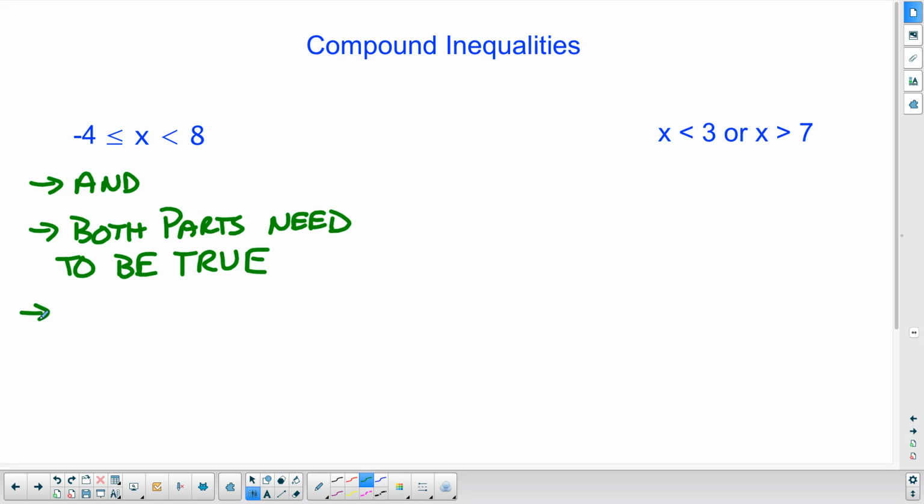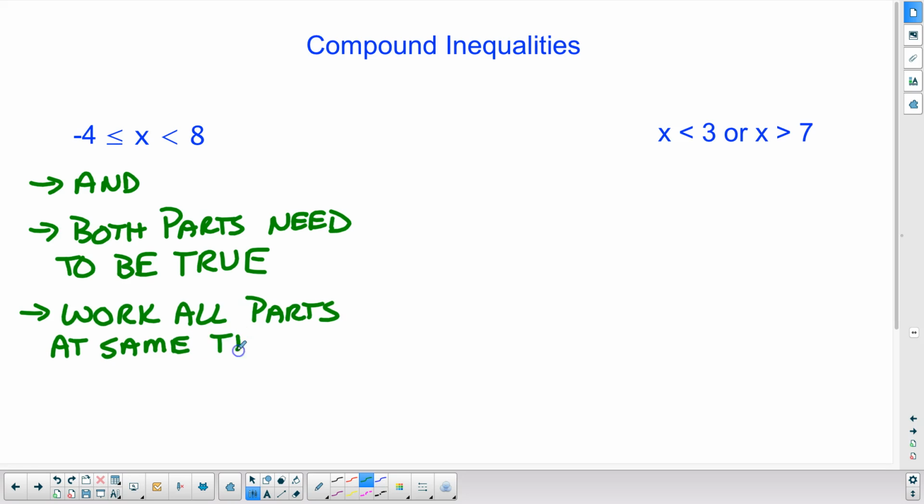How you're going to go about this is you are going to work all the parts at the same time. So if you add something in the middle, you're going to add it on the outsides at the same time too. Okay? If you multiply or divide by a number in the middle, you're going to multiply or divide a number on the left and the right side all at the same time.